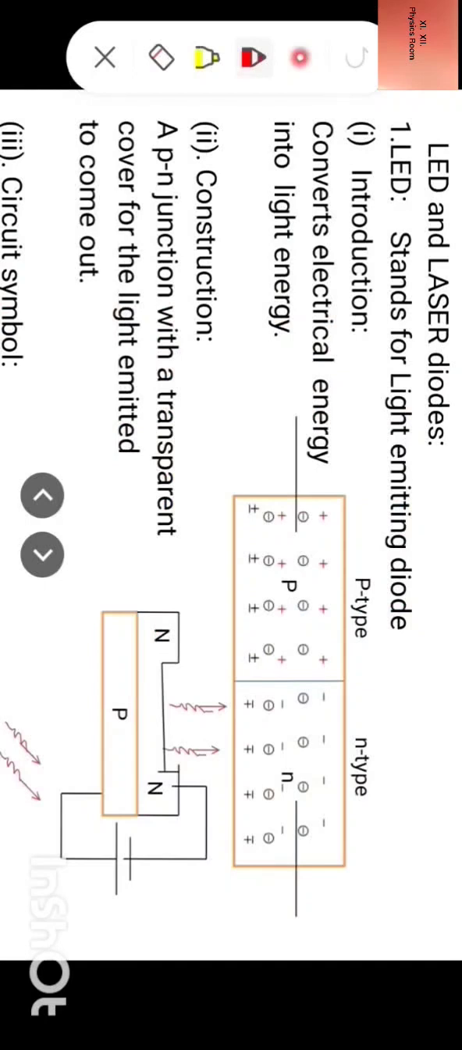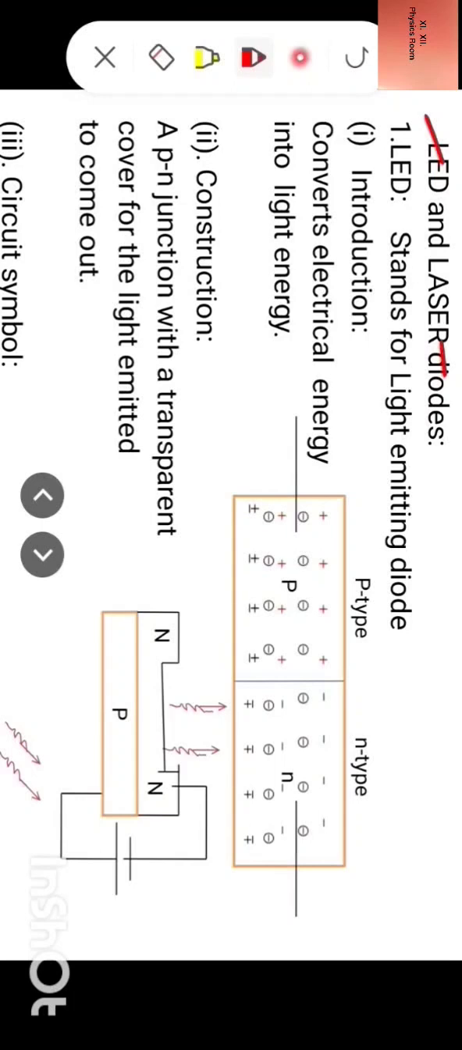Hello friends, continuing with the series of special diodes in electronic devices. Today we come to two other photonic devices, LED and laser diodes.